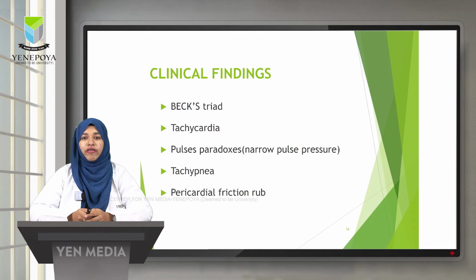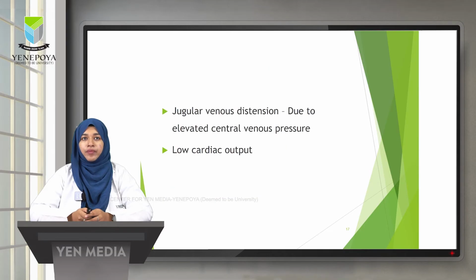So now the clinical findings. What findings can you see? The first one is Beck's triad. Then you can see tachycardia, pulsus paradoxus, that is narrow pulse pressure, tachypnea and pericardial friction rub. Jugular venous distension, that is due to elevated central venous pressure, and also you can see low cardiac output.